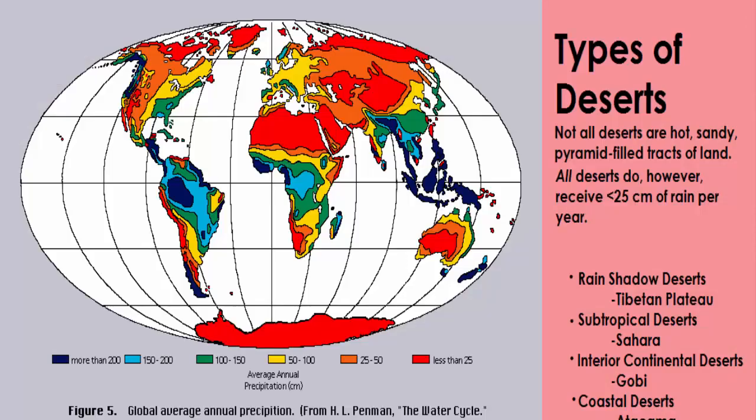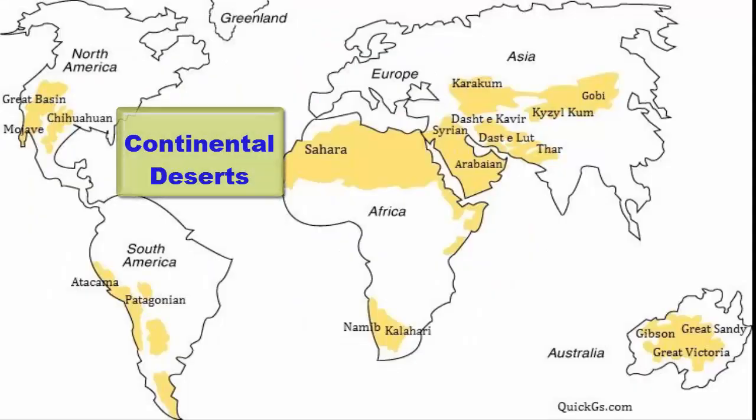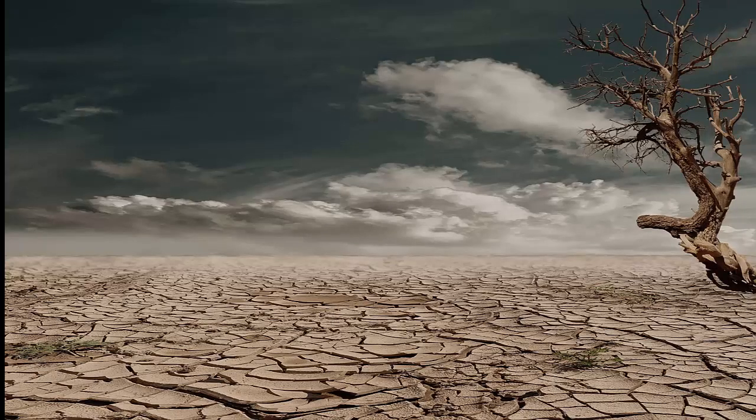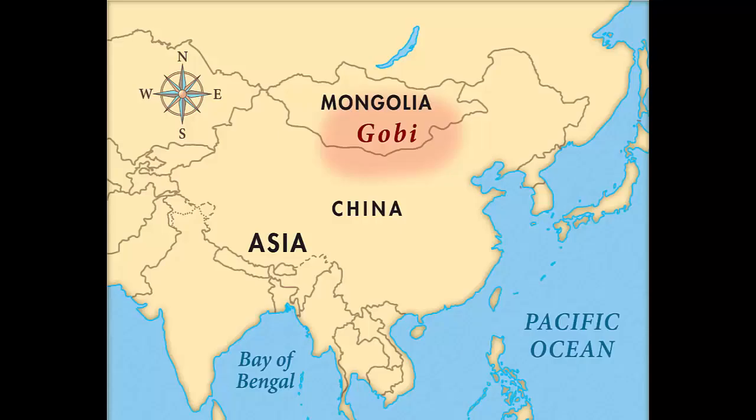Now the continental desert. As the name suggests, these deserts are located in the middle of a continent. The winds do not bring rain clouds so far inland. So, due to the shortage of rain, it is changed into a desert. The Gobi Desert is an example of it. It is located in China.